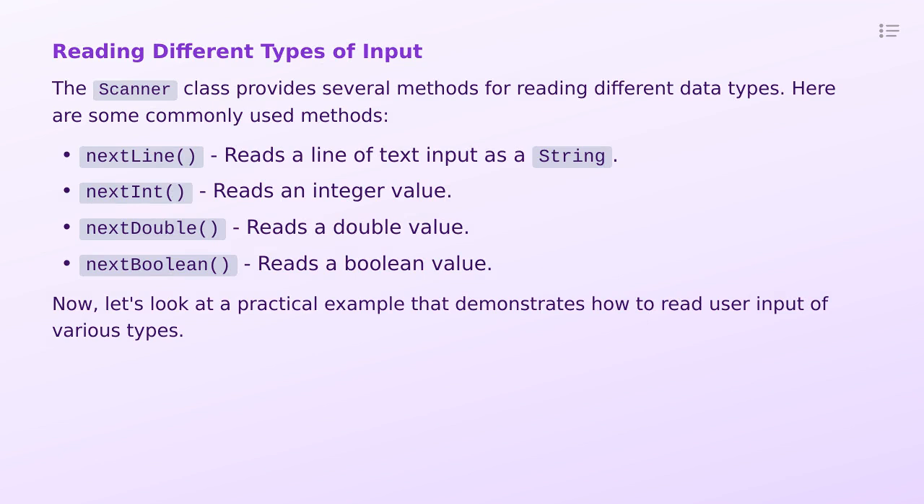The Scanner class provides several methods for reading different data types. Here are some commonly used methods. There are several points on this slide. First, nextLine reads a line of text input as a string. Next, nextInt reads an integer value. Also, nextDouble reads a double value. Check the slide for the remaining items. Now, let's look at a practical example that demonstrates how to read user input of various types.